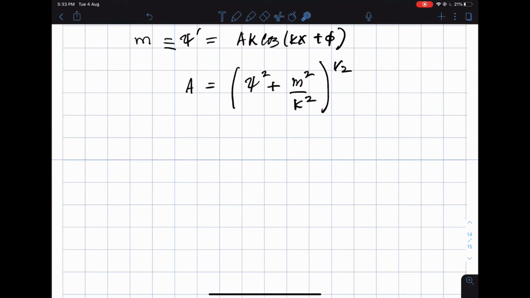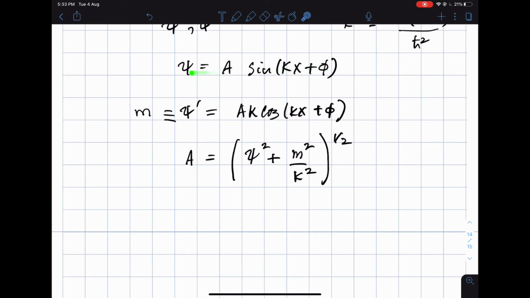Not only that, we can also see from this solution that whenever the kinetic energy is large, the wavelength is small. And when the kinetic energy is small, the wavelength is large. Why is that? Because remember that k is related to the wavelength by 2 pi over lambda. So they're inversely proportional to each other.